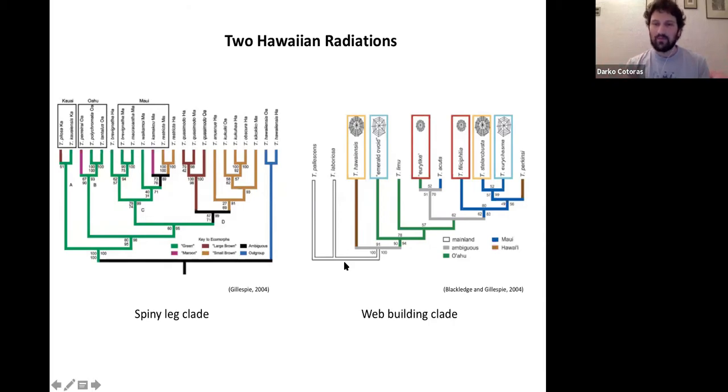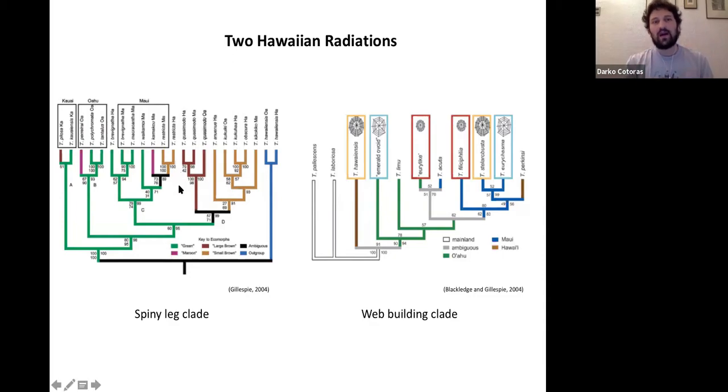One of them is the web-building clade. These spiders spin orb webs like any other Tetragnatha in the rest of the world. This group has the highest number of species and has been studied the least. Then we have the spiny leg clade. They don't spin webs, so they have this ecological shift. They have fewer species, and they are better studied.